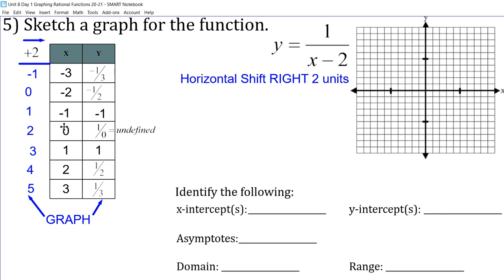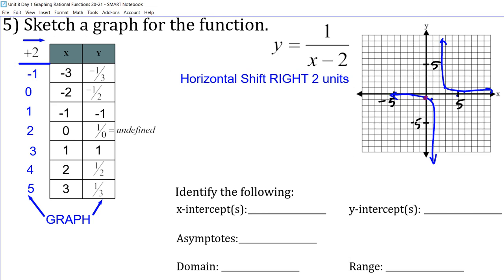And again, notice the input of 2 has an output that is undefined. So nothing is going to appear with that input of 2 on your graph. If we plot those points, here's our basic rational function. Now again, to show you cannot use that input of 2 for x, we can draw our vertical asymptote. And notice how your outputs are not going to have an output of 0, so we can draw in our horizontal asymptote.